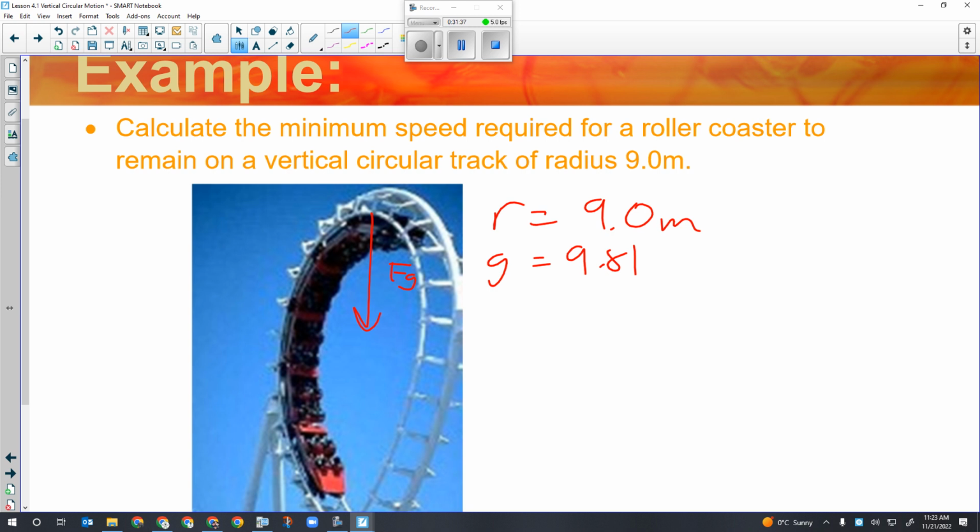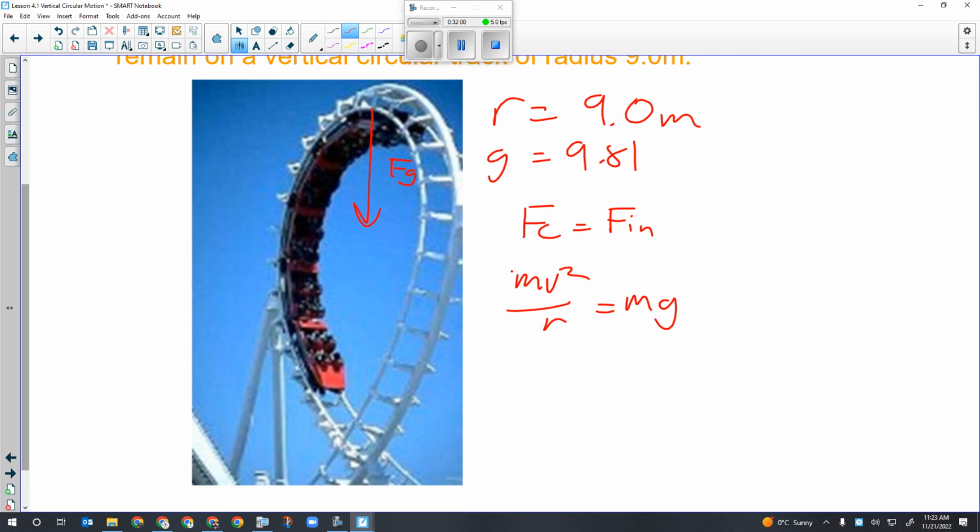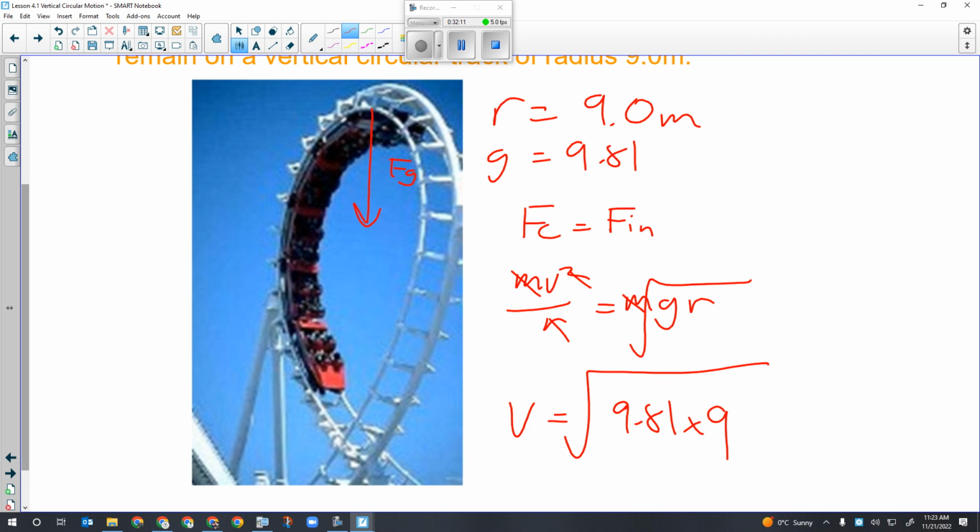So we're saying that the force of gravity is the force in. There are no forces out. So that means that Fc equals forces in minus forces out. There aren't any. So that means mv squared over r equals m times g. Can I calculate the minimum speed for this roller coaster? Okay, so what happens to the masses? They cancel each other out. Okay, I multiply both sides by r and square root. So v would equal the square root of 9.81 times 9. So we're going to be looking at something around 9.2 or so.